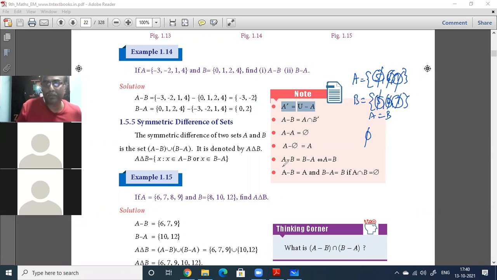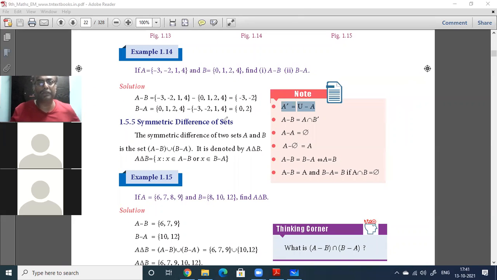So A minus B is equal to B minus A will be equal to null set in the case of A equal to B. Only in that case it will be there. Otherwise, this is not commutative. Set difference is not commutative. Only union is commutative and intersection is commutative. A minus B, or difference of sets, is not commutative. Okay, that we have done.